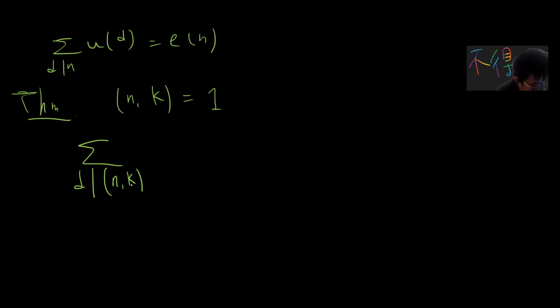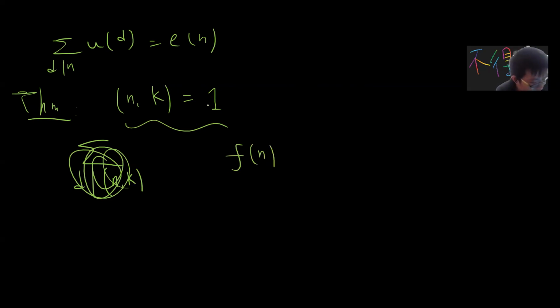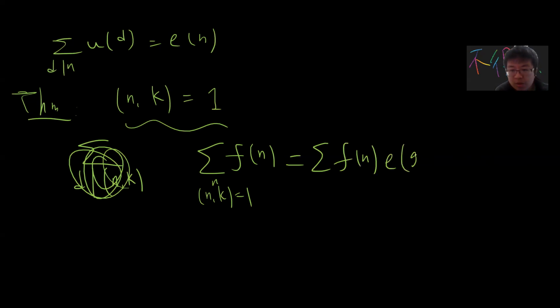So let's say gcd of n and k is 1, and then you need to compute some function f of n, which is defined as a sum over n. Somebody gives you k, and suppose you want to compute something which has some upper bound, where you sum over every n with gcd of n and k, and there is a lower bound and upper bound, but I didn't write them. So this can be written as the sum of f of n times e of gcd of n and k.